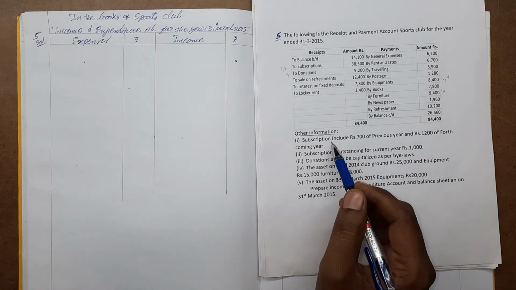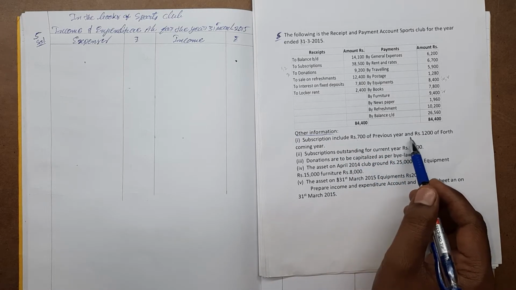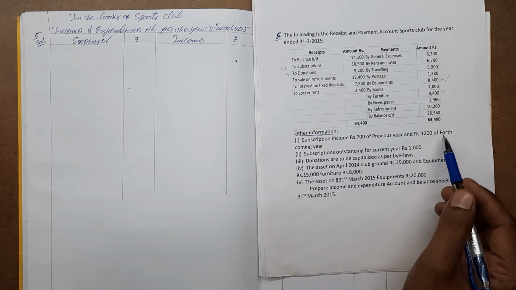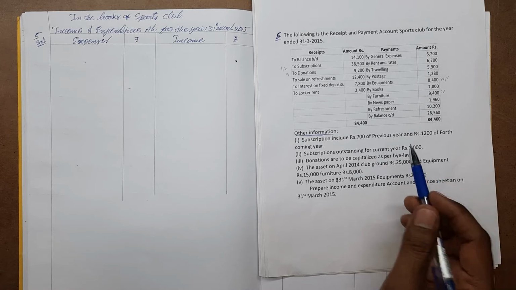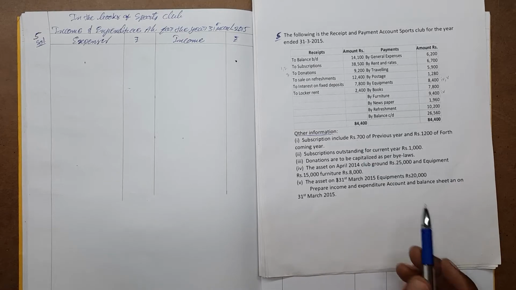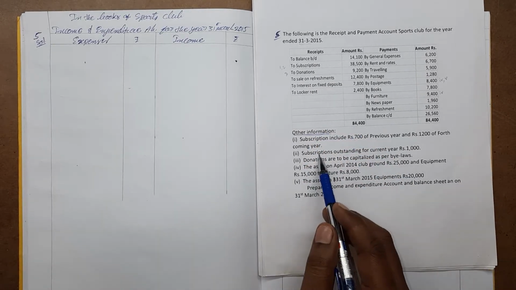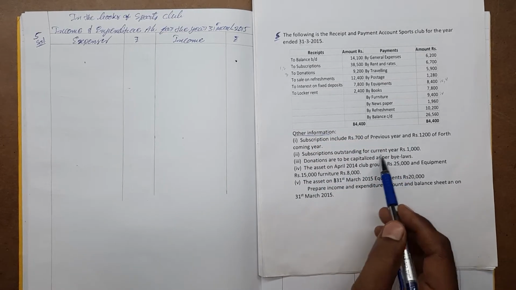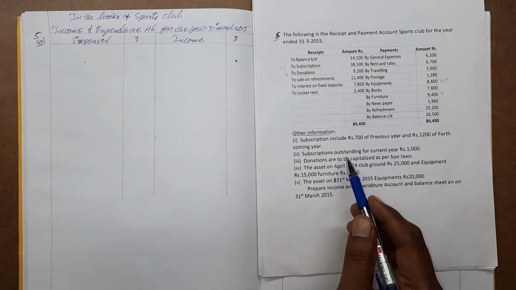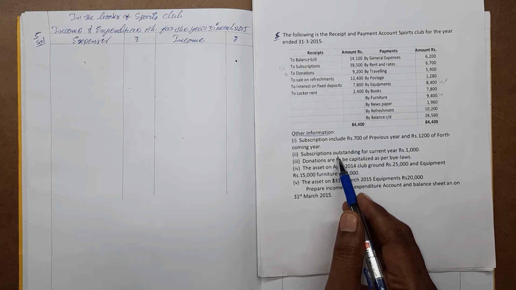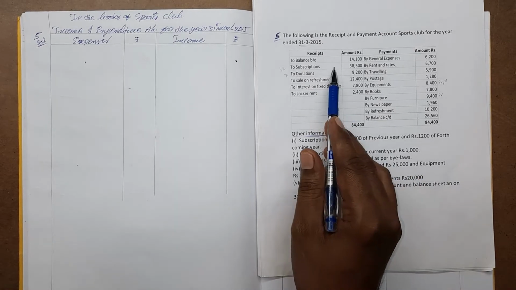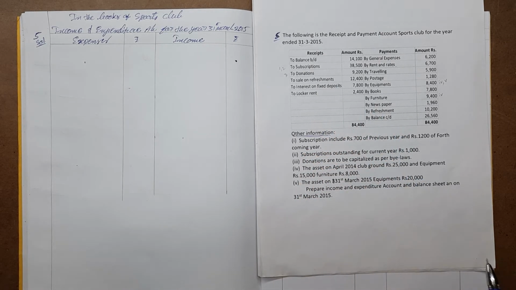Under adjustments, subscriptions include rupees 700 of the previous year and 1200 of the forthcoming year. This 1200 is next year's subscriptions, and the previous year means last year's subscriptions. So both should be deducted from subscriptions. Next is subscriptions outstanding for the current year. Outstanding subscription means the current year's subscription income generated but not received. We should add 1000 rupees to the subscriptions. This is the current year subscriptions only.